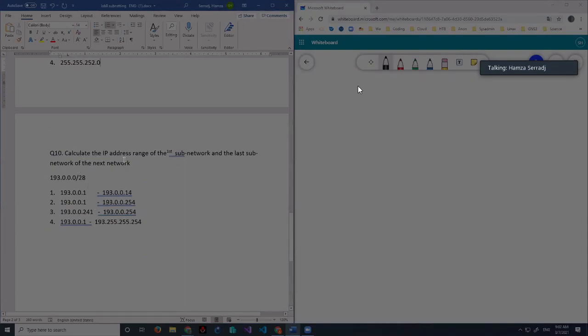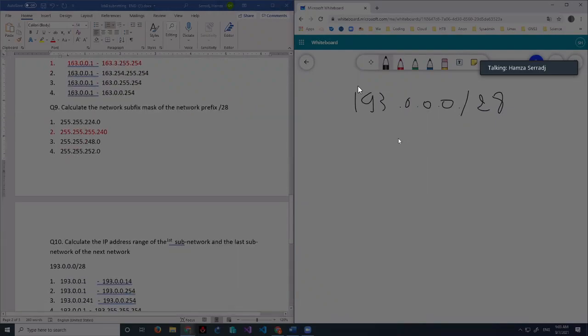Last question. Calculate the IP address range of the first subnet network. I have 193.0.0.0/28. We just did it. Here's the subnet mask: 255.255.255.240. 256 minus 240 gives me 16. So this is my block size, the incrementation. Where should I increment? 4th position. Here we go.